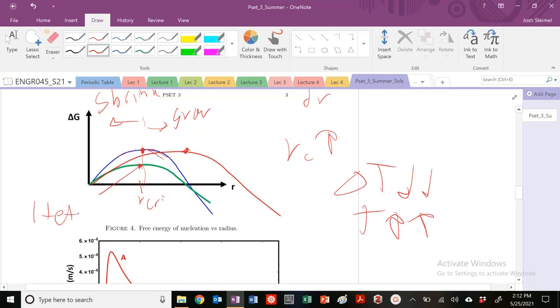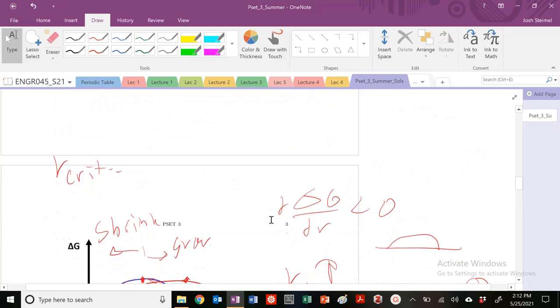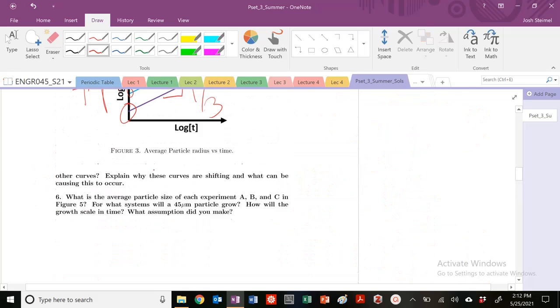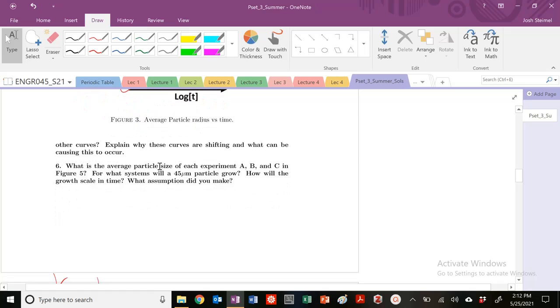What about here? This is heterogeneous nucleation. We're creating less surface area when nucleating on a surface versus in a vacuum. So that green one is heterogeneous. If I increase my undercooling, or decrease my temperature, my curve would shift over here. So, a cool little example.